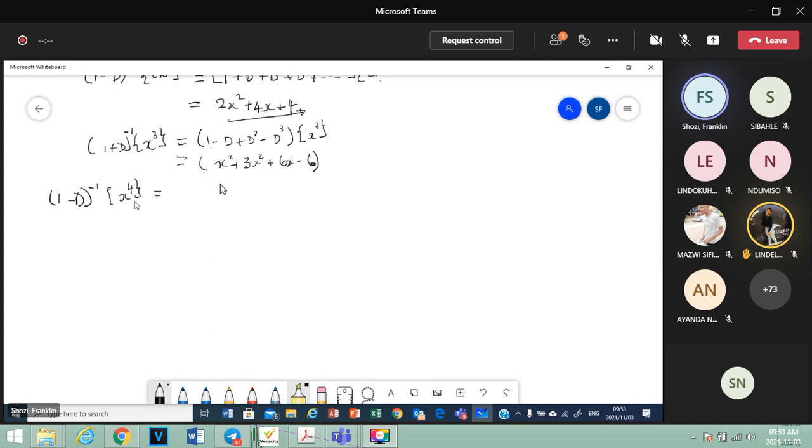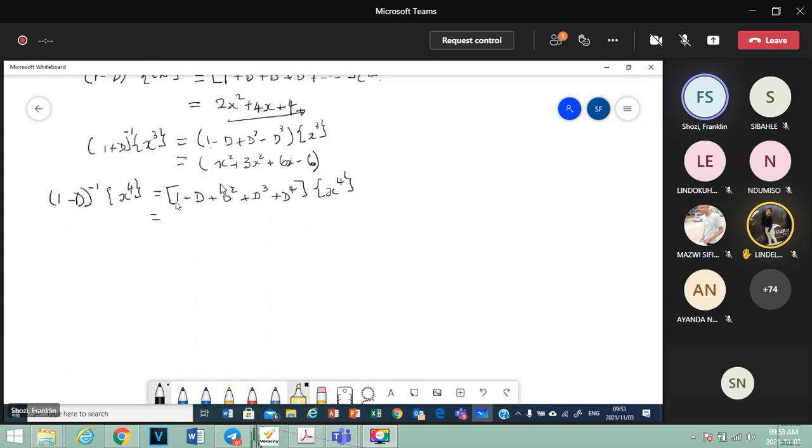What is the expansion of that? It's 1 minus d, all the terms are positive. But when it is 1 plus d, all the terms are negative. So it's 1 plus d plus d squared plus d cubed. I'll stop at d to the power 4 because my x is to the power 4. Plus d to the power 4, acting on what? On x to the power 4.